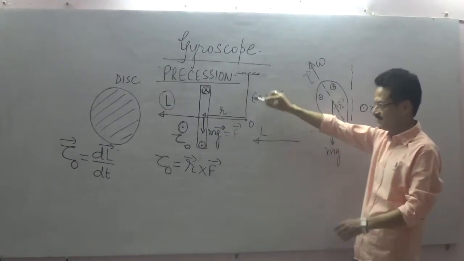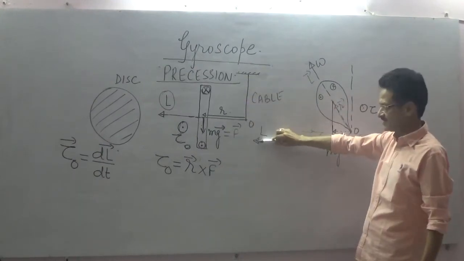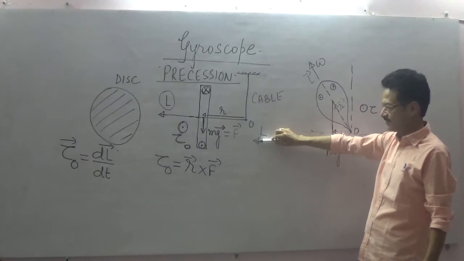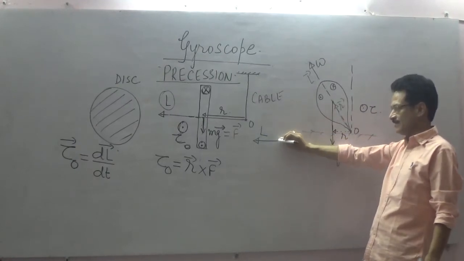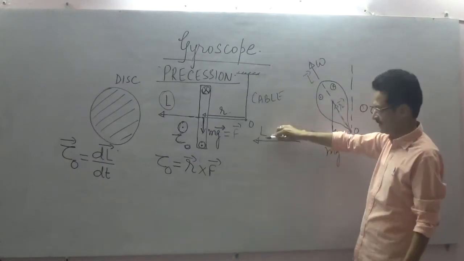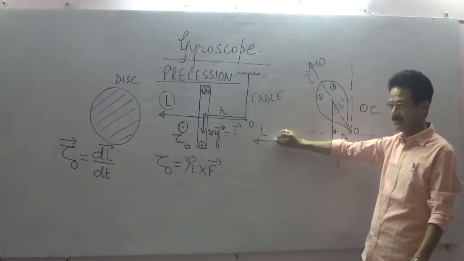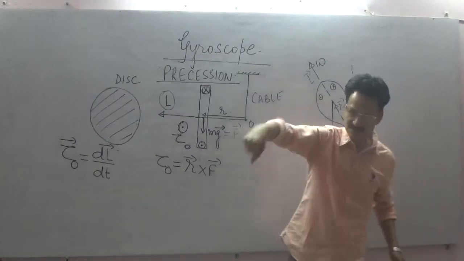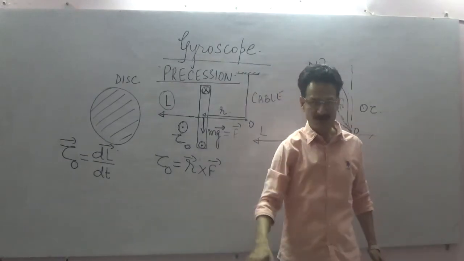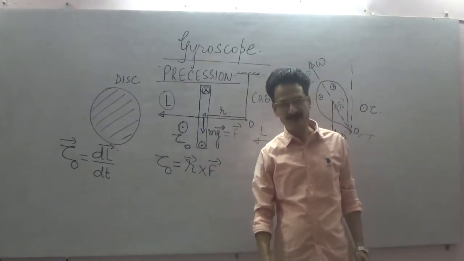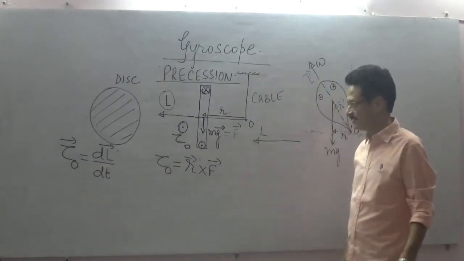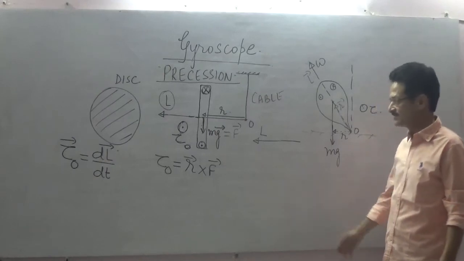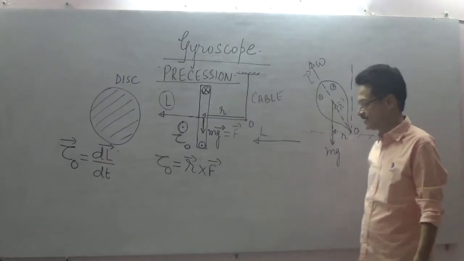So this disc will start precessional motion. Instead of falling down, it will rotate in a horizontal plane and make a complete circle. It will not fall down. So it's quite weird or non-intuitive. This is how this gyroscope works.